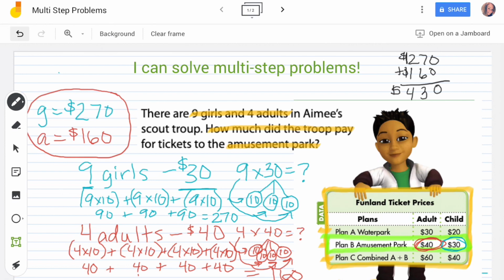How much money did I spend, or I'm sorry, how much money did Amy's Scout Troop spend on the amusement park tickets? $430. So the answer to this problem is Amy's Scout Troop spent $430 on the amusement park tickets. Great job.